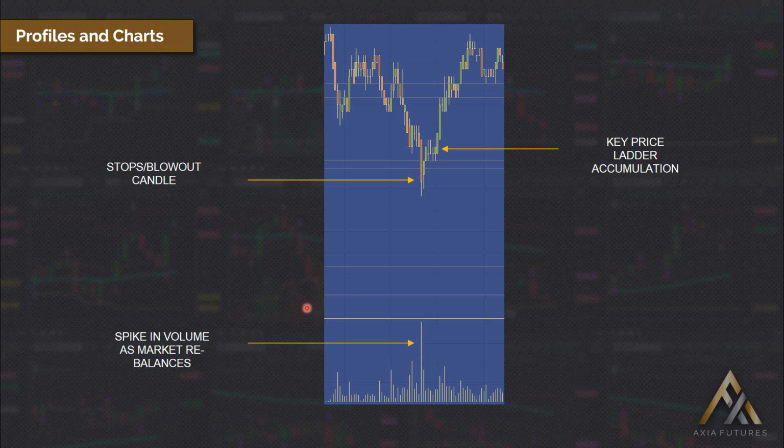And then just down here, similar to the stops candle, is this spike in volume. So I've written here spiking volume as market rebalances. You've seen the initial momentum move down, you've seen the overexertion, the overcommitment, and then you see this big spike in volume as the market rebalances and readjusts itself as to how it should be positioned, and people covering, people initiating new positions, and then this is where we start to work out how we're auctioning, how we're going to move away from this area. So let's get on into the ladder.